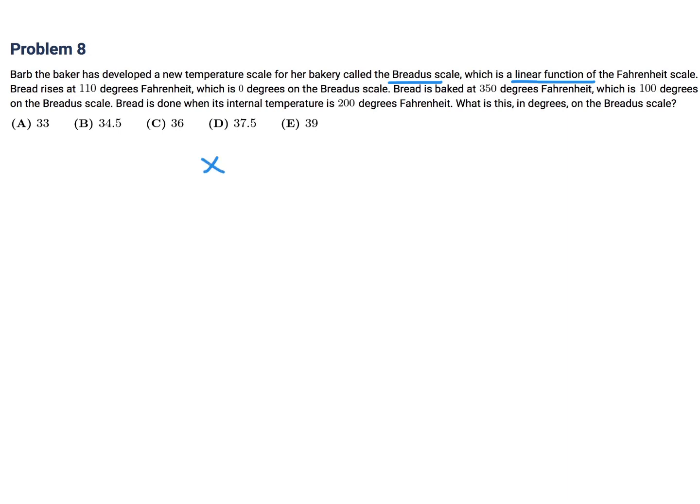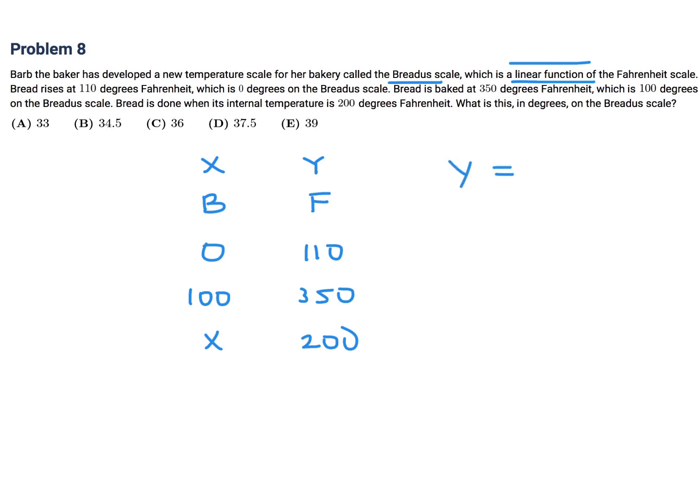So we have X and Y. This is the Bredis scale, and this is the Fahrenheit scale. When it's 0, it's 110 over here. When it's 100, they're saying 350. And then they are asking, what is it on the Bredis scale? So X when it's 200. Okay, and linear function, that's very important. That means that the relationship between Y and X is a linear function, so like a line.